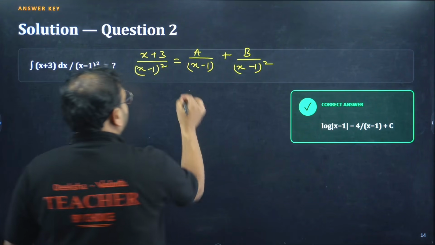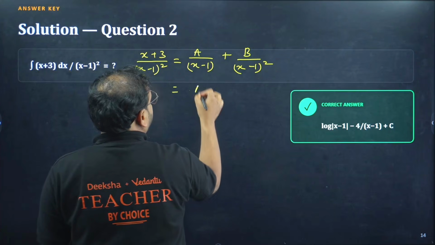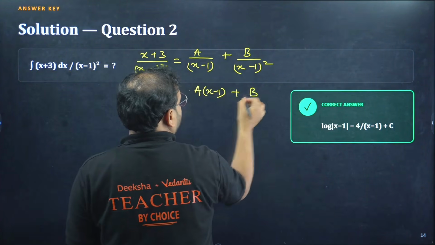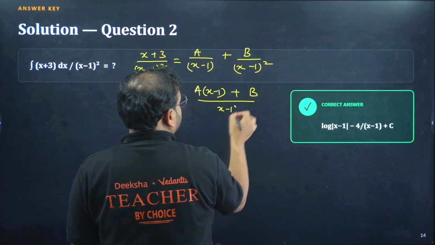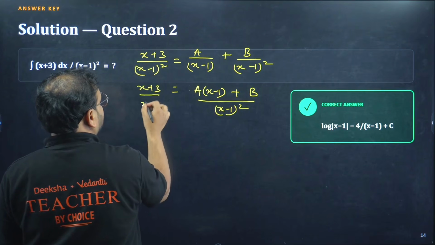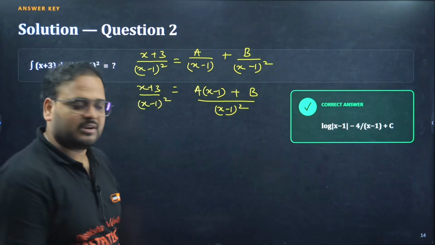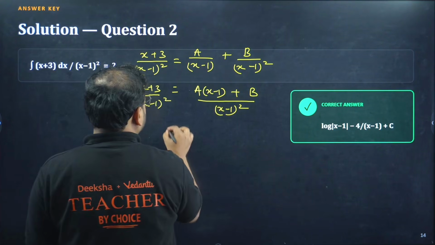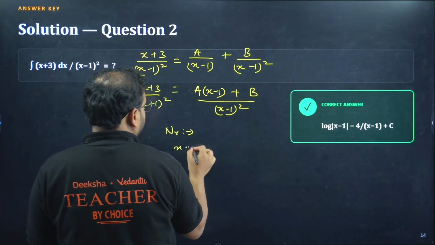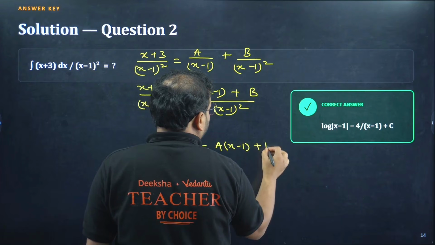So cross multiply now. If you multiply over here, you're going to end up with a times (x minus 1) plus b divided by x minus 1 the whole square, and this side we have x plus 3 over x minus 1 the whole square. Since they are the same in the denominator, we can compare directly the numerators. You'll have x plus 3 equals a times (x minus 1) plus b.